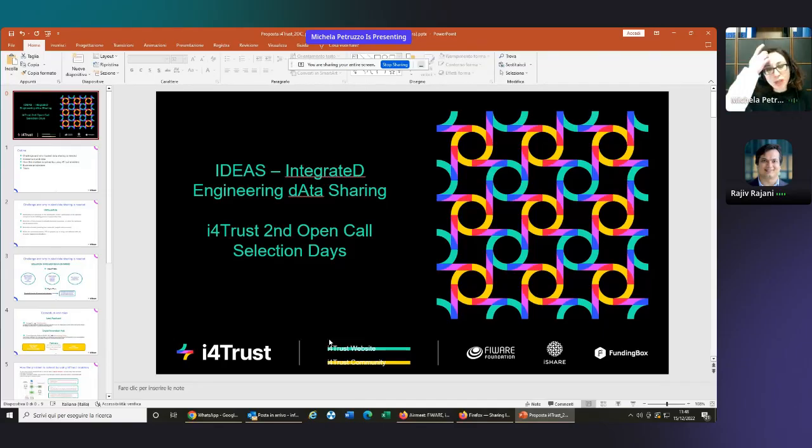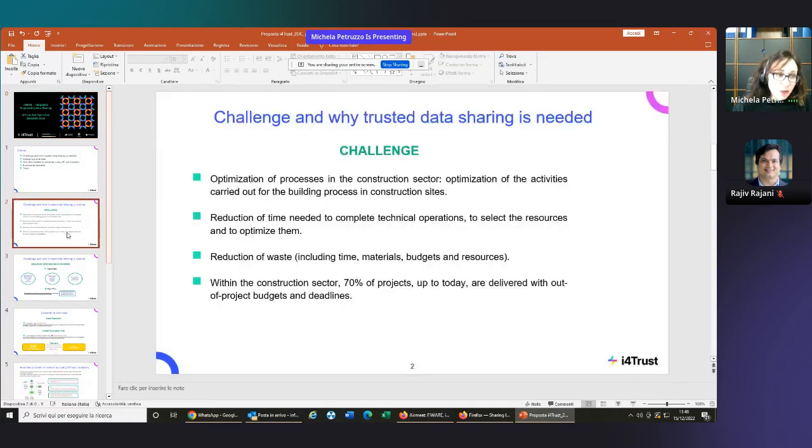Okay, so this is Ideas, Integrated Engineer Data Sharing. I'm Michela Petruccio, and I'm presenting this project from the FIWARE Digital Innovation Hub. This project is aimed at promoting sustainability and efficiency in the construction sector, in the smart construction sector.